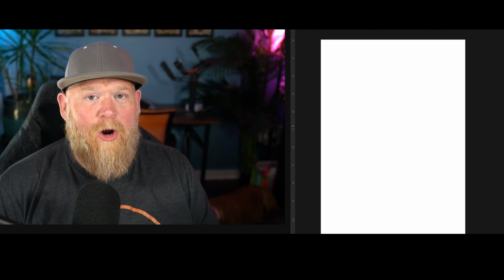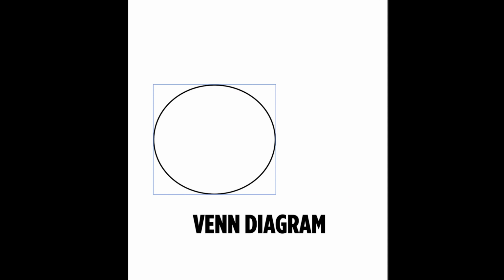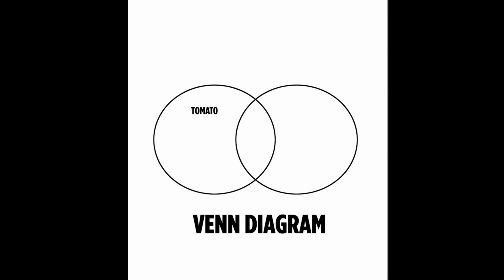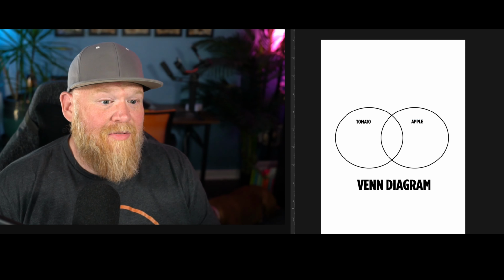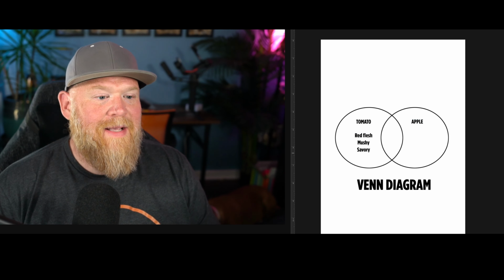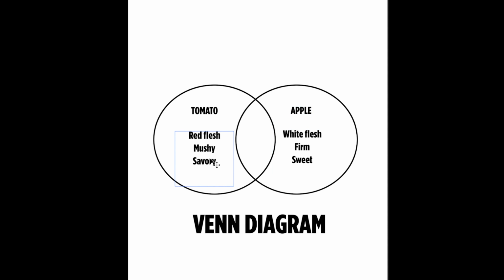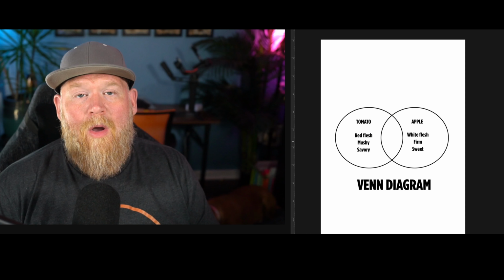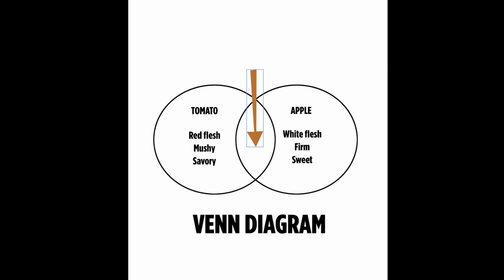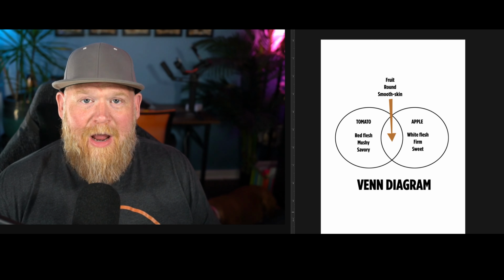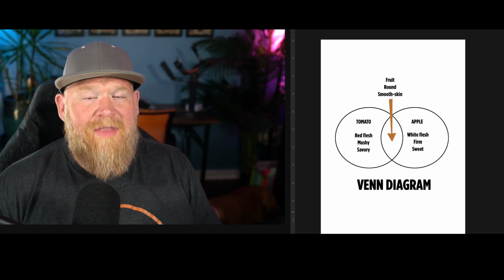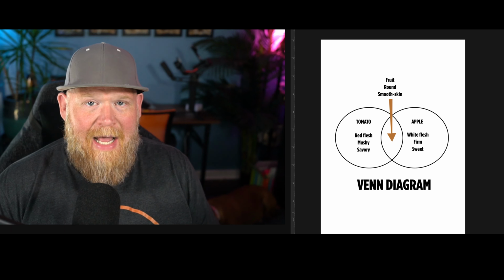You've probably already heard the term Venn diagram. This is when you have two circles that overlap each other. For example, tomatoes and apples. They're not exactly the same type of fruit, but let's dive into what makes them different. A tomato is red flesh, mushy and savory, while an apple has white flesh, firm and sweet. What we're worried about is this area in the middle where they overlap, and that is that they're fruit, they're round, and they're smooth skin. So a Venn diagram is basically showing you where two things overlap and showing you the common denominators between both.